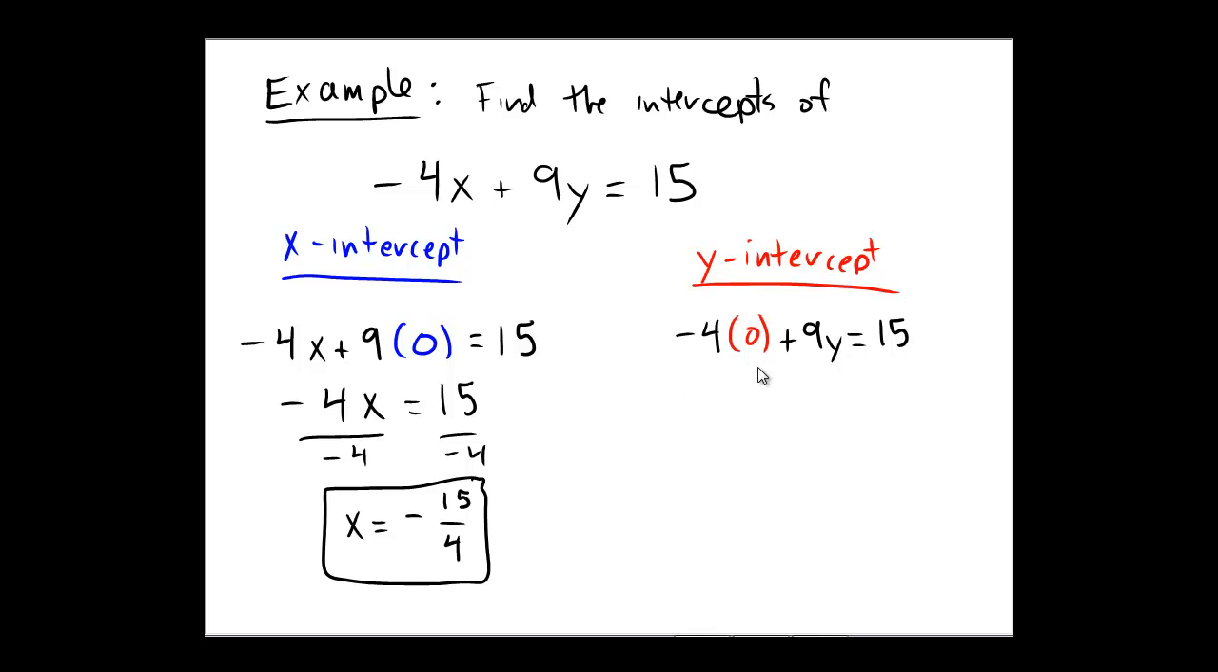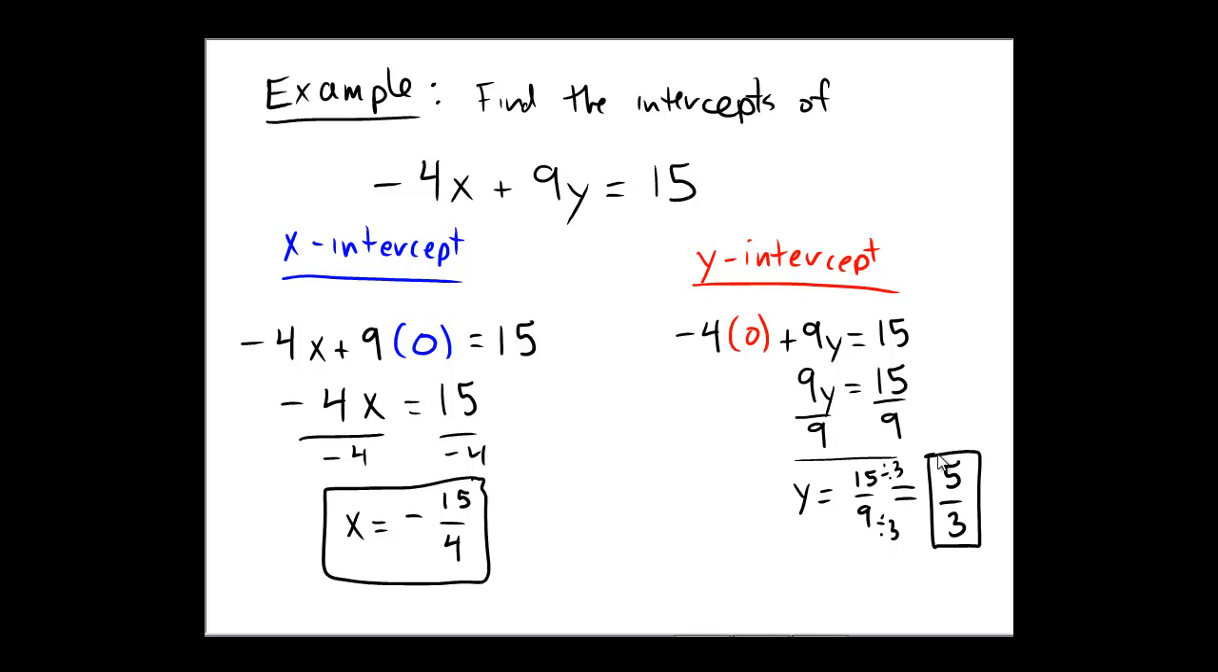Okay, again, negative 4 times 0 is just 0. Plus 9y equals 15. To unwrap our present, divide by 9. y equals 15 over 9. And for politeness' sake, we should divide by 3 to reduce our fraction into 5/3. So the y-intercept would be 5/3, and the x-intercept would be negative 15 fourths.